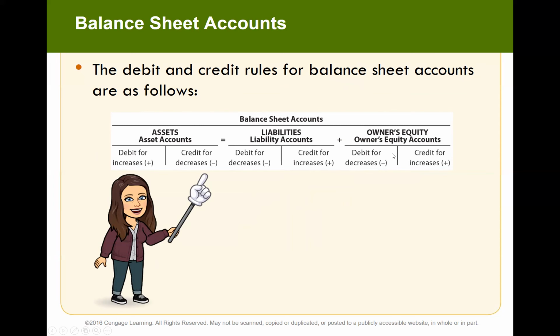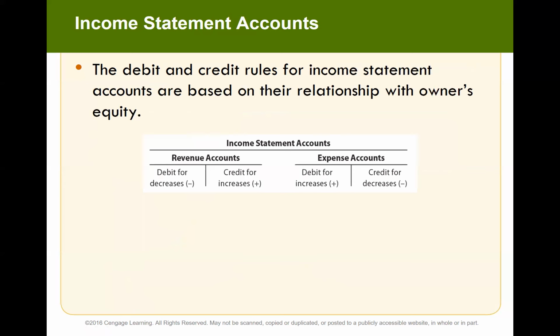On liabilities and owner's equity, credits increase them. So therefore, the normal balance for liability and owner equity accounts are credits. Let's look at the income statement accounts. For revenue, a credit increases it. Therefore, all revenue accounts will hold a normal balance of a credit. In expense accounts, debits increase expense accounts. Therefore, their normal balance should be a debit balance.